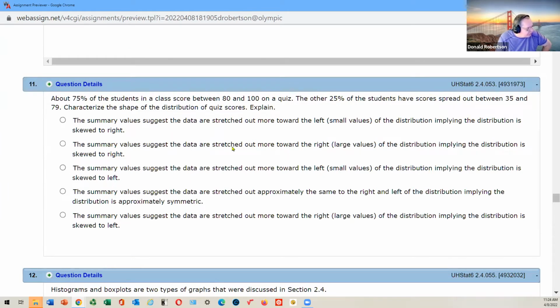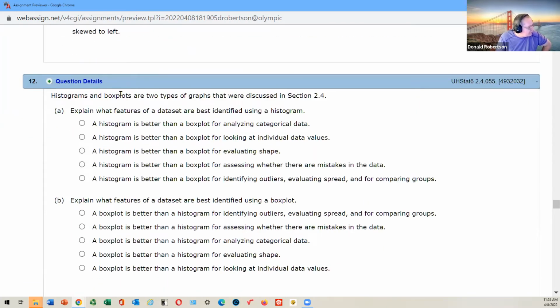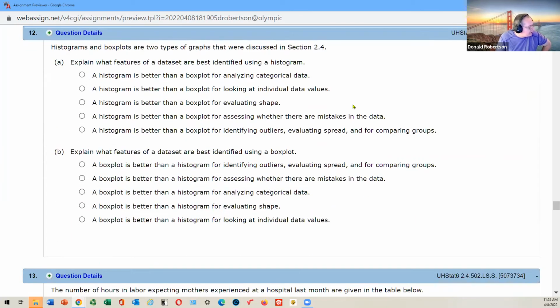I'll let you read these ones, but these ones here are not to do with stem and leaf. These are to do with box plots. This one is a box plot. Oh, let's do this one. You've got a choice. You take your data and you make a box plot, right? Or you take the data and you make it into histograms, right?